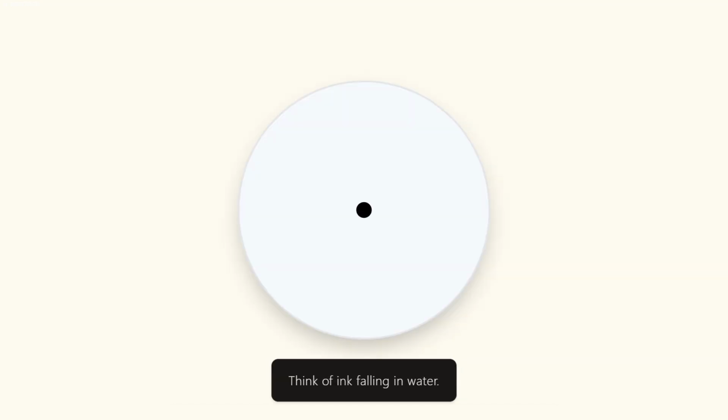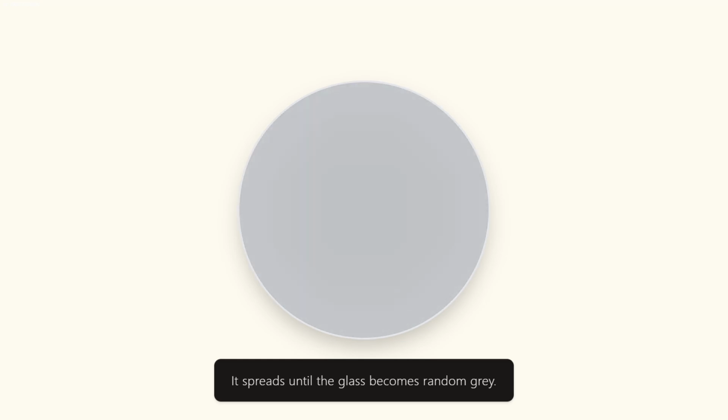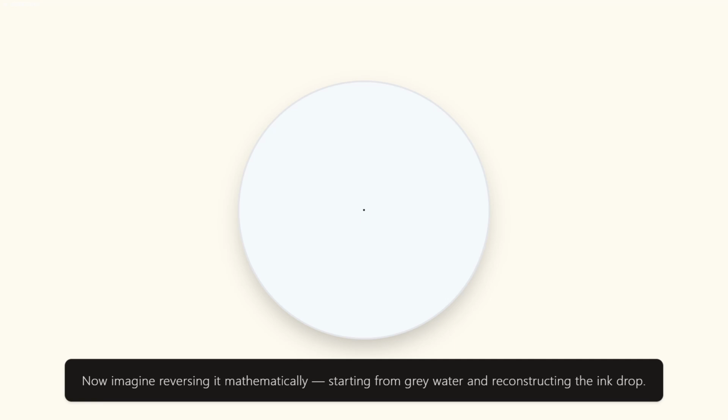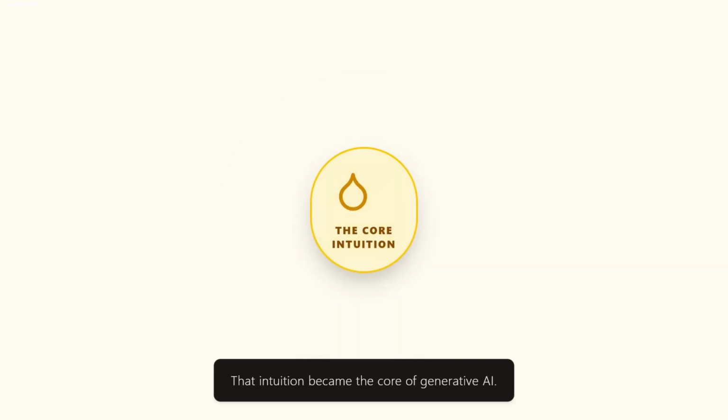Think of ink falling in water. It spreads until the glass becomes random gray. That is diffusion. That is entropy. Now imagine reversing it mathematically, starting from gray water and reconstructing the ink drop. That intuition became the core of generative AI.